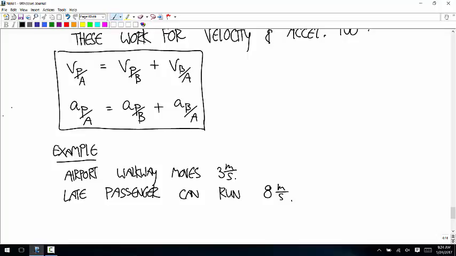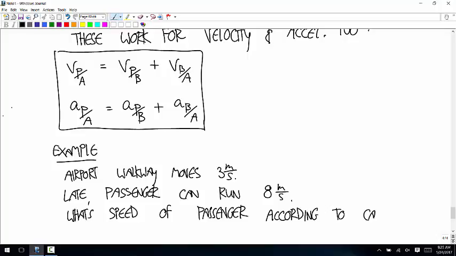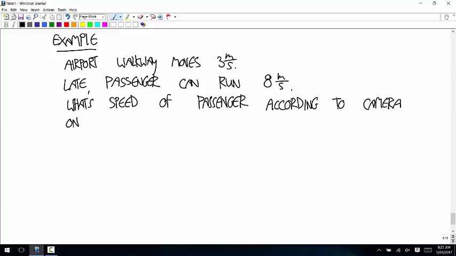And so what's the speed of the passenger according to a camera on the ground? Okay, so the passenger is on the walkway running 8 meters per second. That's a really fast walkway, too. I think I was thinking of miles per hour, probably.